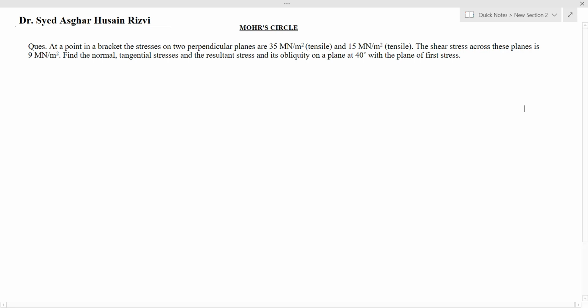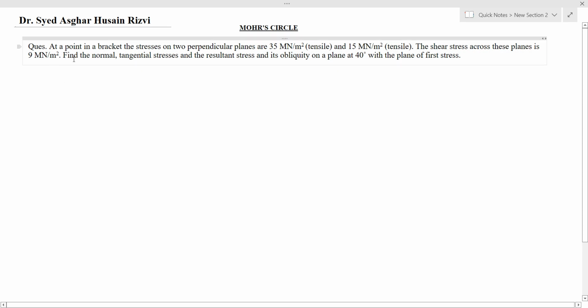So let's start with the question. It states that at a point in a bracket the stresses on two perpendicular planes are 35 meganewton and 15 meganewton per meter square, and both are tensile in nature. It is also experiencing a shear stress across the plane with a magnitude of 9 meganewton per meter square. In this question, we have to find the normal, the tangential, and resultant stress and its obliquity at a plane that is at 40 degree with the plane of first stress.